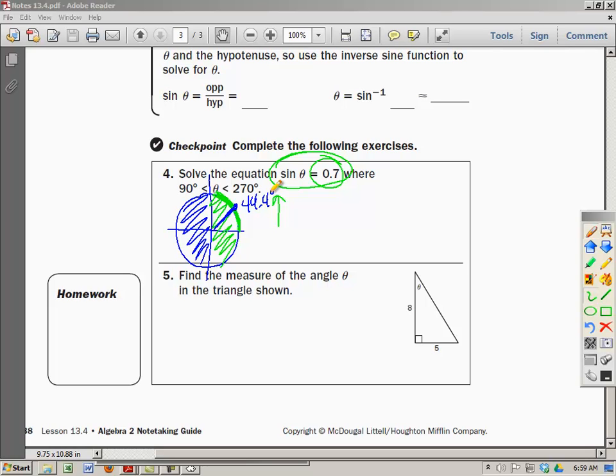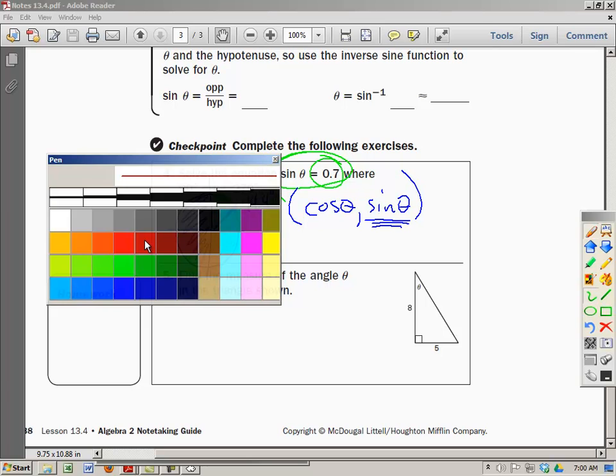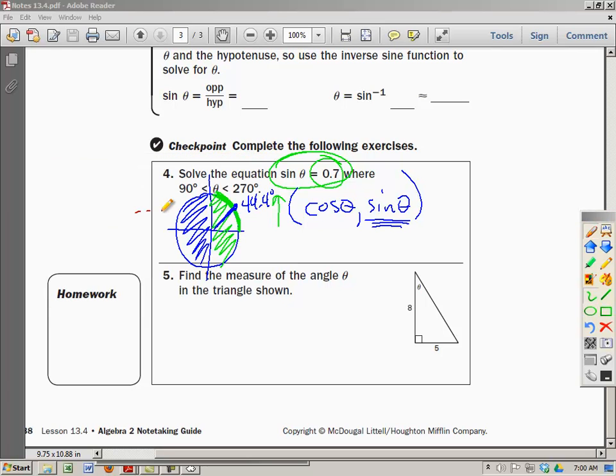So I need an angle with the exact same y value. Remember, every ordered pair on the unit circle is cosine theta, sine theta. The y values are my sine values. So I need to find another angle that has the exact same y value as this 44.4 degree angle. So all I have to do is reflect this angle over here, so it has the same exact y value.